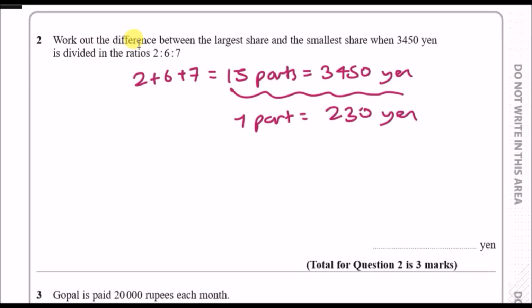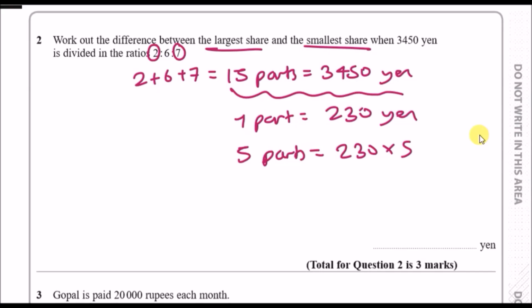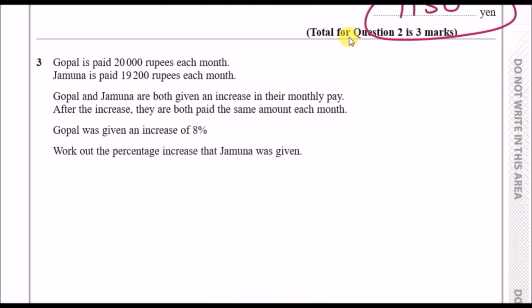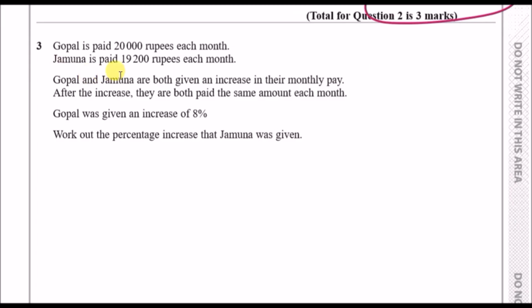Now let's have a look clearly at what the question wants. It says work out the difference between the largest share and the smallest share. Well, the largest share and the smallest share are clearly referring to 2 parts and 7 parts, and the difference between them is 5 parts. So the question wants us to work out what 5 parts is. If we know 1 part is 230, 5 parts is 5 times bigger. So 230 times 5 is going to give us 1,150 yen. And that's it guys, all done. So number 3 now. Gopal is paid 20,000 rupees each month.